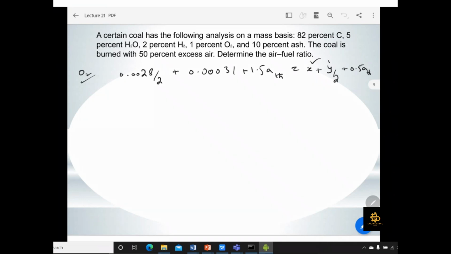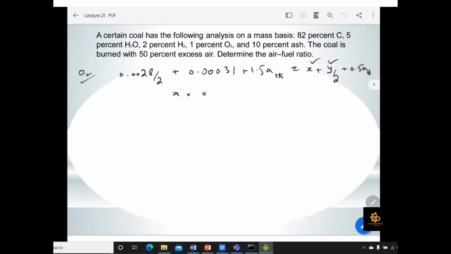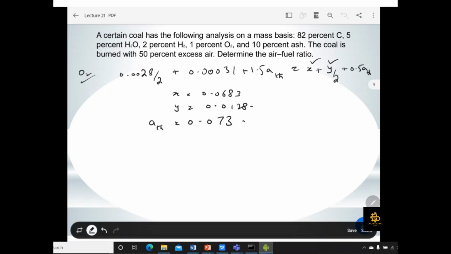Okay, so now we have the values of x and y from the previous slide. You just have to plug in the value of x, which is equal to 0.0683, and the value of y, which is equal to 0.0128. If you solve this equation, you will get the stoichiometric coefficient a_th, and its value is 0.073. Now you just have to plug in all these values and you will get one equation, which is the starting point for finding the air fuel ratio.